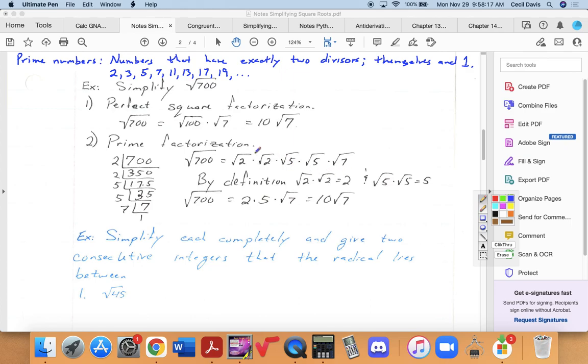And here's where we get to use the definition. By definition, the square root of 2 times the square root of 2 is 2. The square root of anything times itself is that number. And the square root of 5 times the square root of 5 is 5. So these two are being replaced by 2, and these two are being replaced by 5. And I have a poor square root of 7 that's left without a partner. It gets left underneath the radical sign. So now this is 10 square roots of 7.